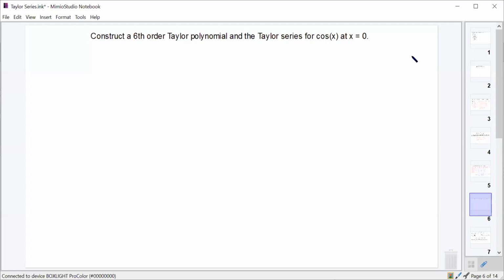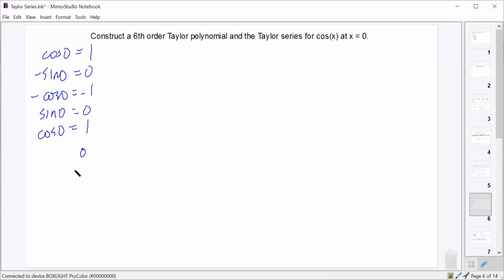All right, so what did we do? We had cosine of 0 first, which was 1. We had negative sine of 0, which was 0, our first derivative. We had negative cosine of 0, which was negative 1, our second derivative. Then we had a positive sine, that was 0, third derivative. Cosine 0, fourth derivative, back to 1. Fifth derivative is 0, sixth derivative is going to be back to negative 1. Everybody agree with that?